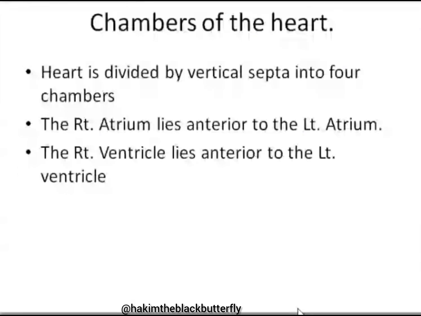Now let us enter inside the chambers of the heart. We saw how they form during embryonic life. Now we look at some of the features of the chambers of the heart. How do these chambers look on the inside of the adult heart? And we are going to look at some structures which are very important for our identification.